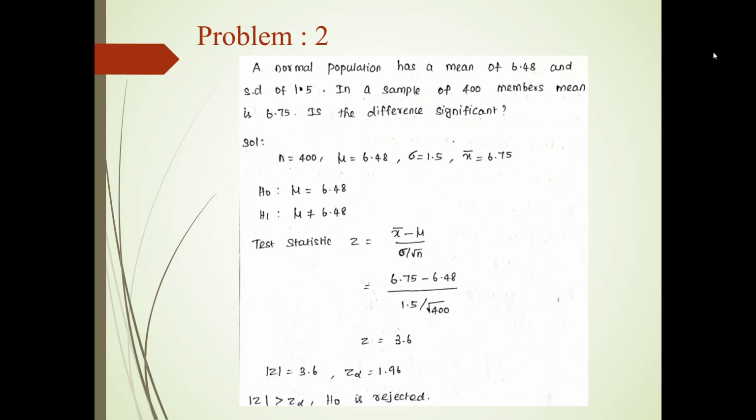Next, the test statistic formula is Z is equal to x bar minus mu by S by root n, or sigma by root n. We use sigma by root n when sigma is given. So we fix sigma by root n. Just substituting all the values, we get the Z value equal to 3.6. Then comparing Z and Z alpha, we get H naught is rejected because the Z value is greater than Z alpha. So these two problems are the examples for test for single mean. Okay, thank you.